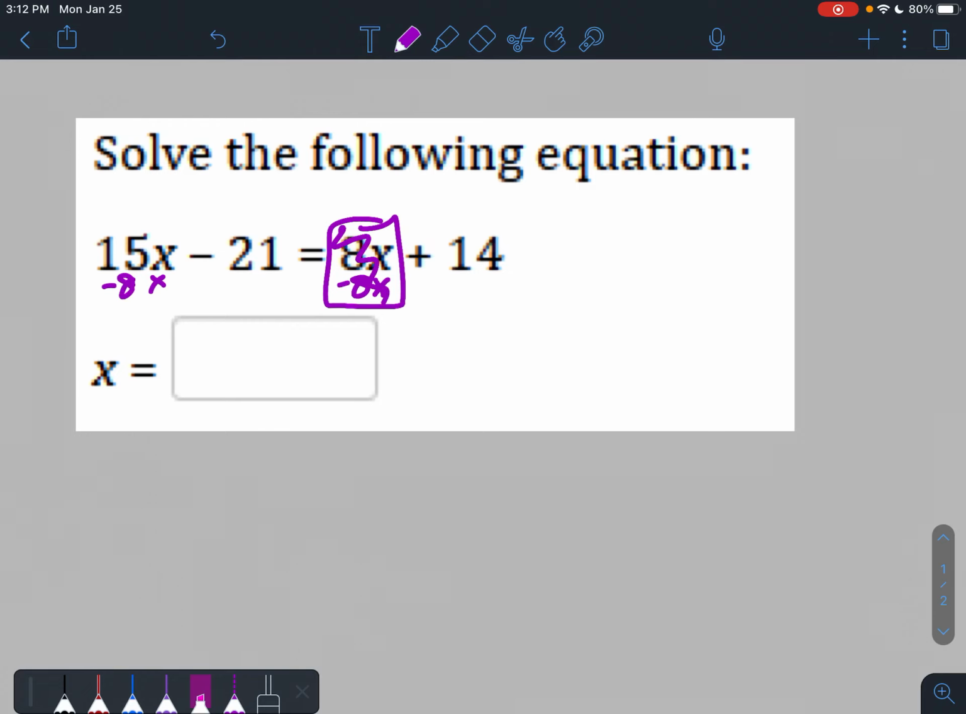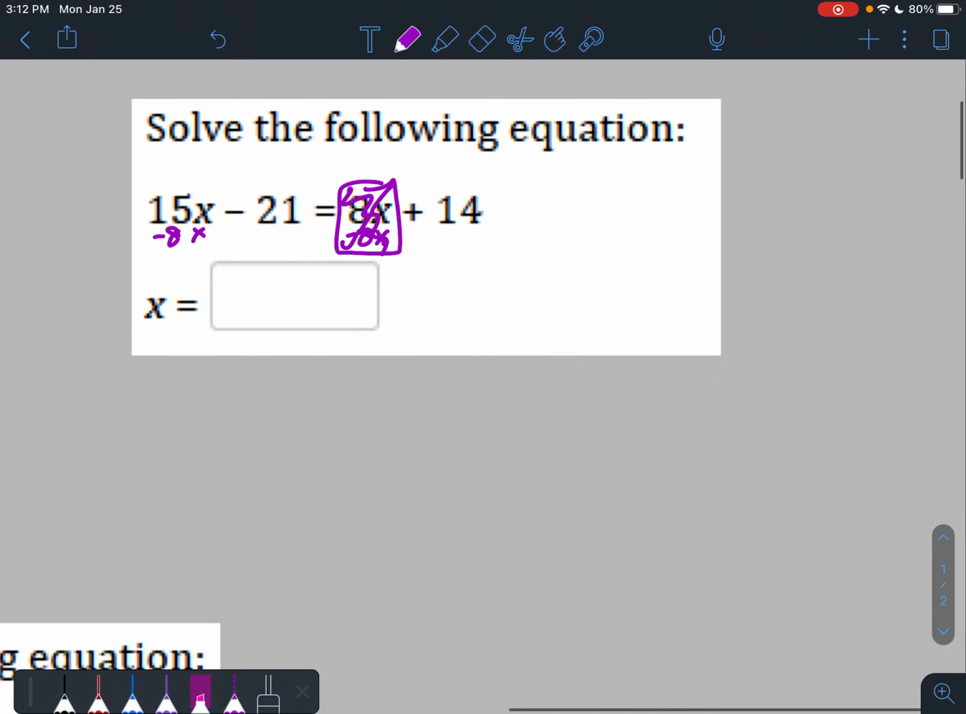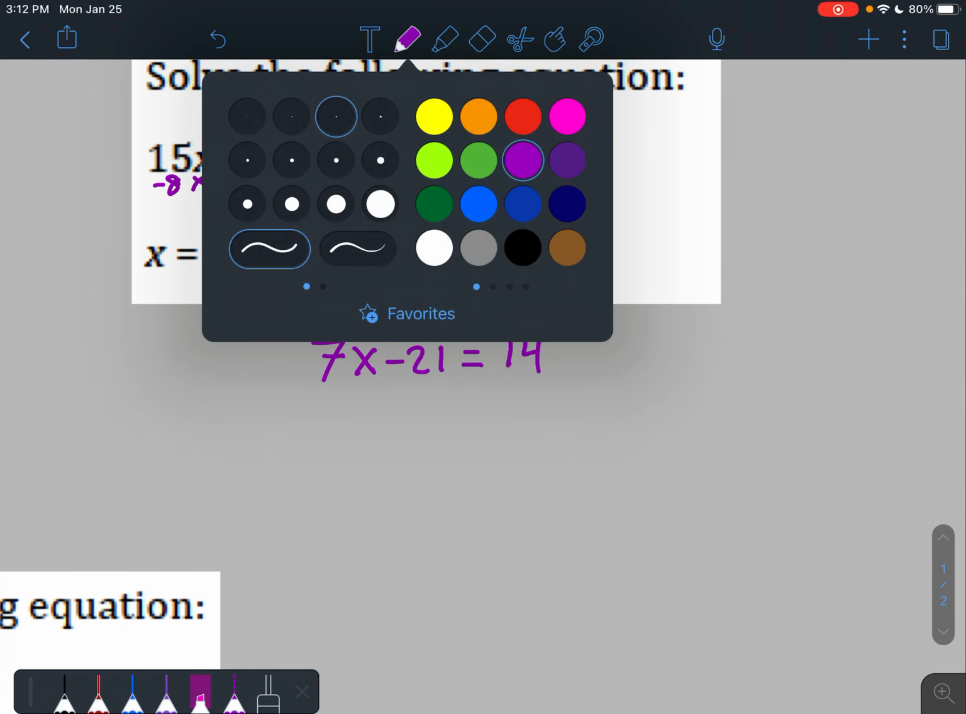And when you look at this, 8x minus 8x, these are going to wipe each other out from that side. So my 15x minus 8x is going to give me 7x minus 21. Notice how that's not affected by it. They're not like terms. Equals 14.